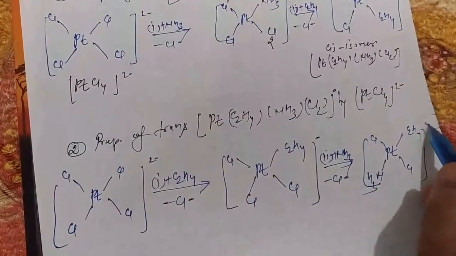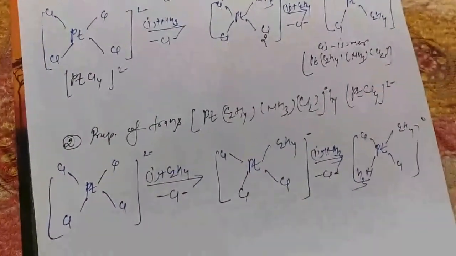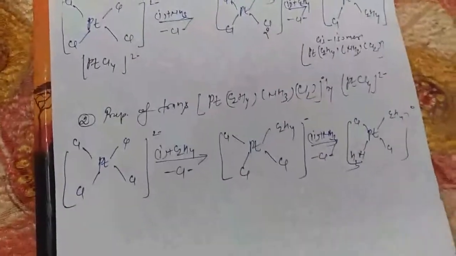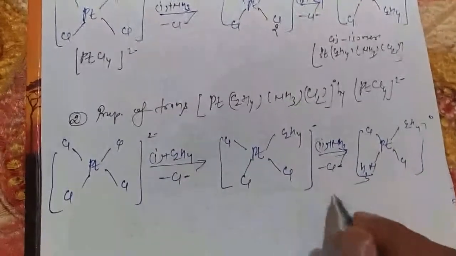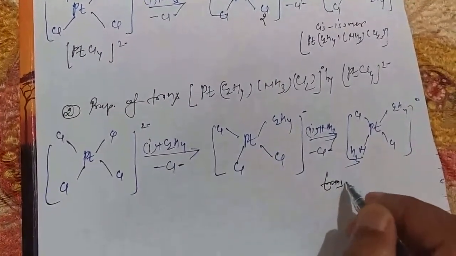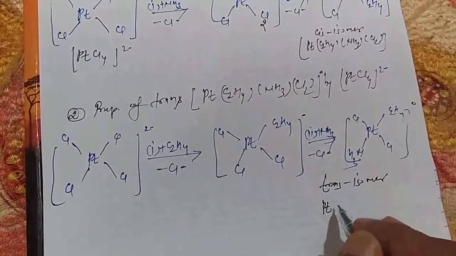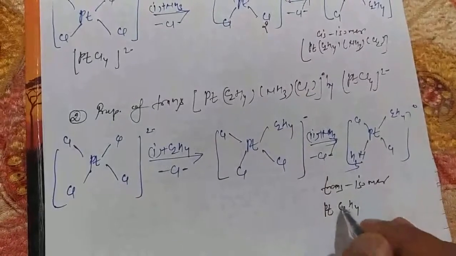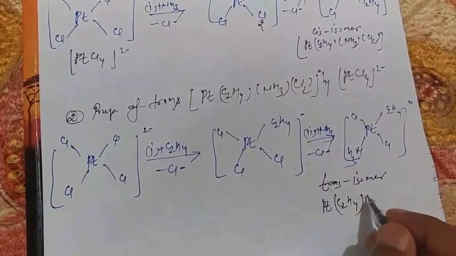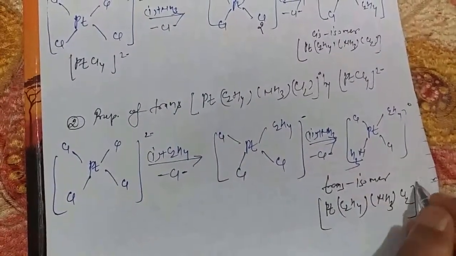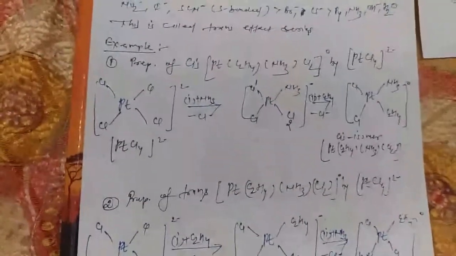That is why the importance of this trans effect series is very essential in order to find out the various products. So this is your trans isomer of platinum, and this is your initial complex. So this is how this series will work. This is all for this lecture.